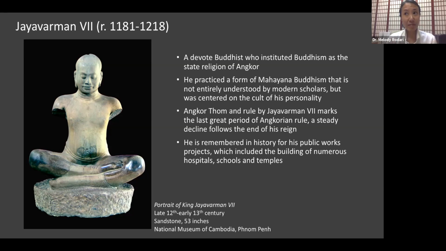So this is, again, very significant because up to this time, Hinduism largely played a large role in the political and religious life of elites in Angkor at this time. In terms of the type of Buddhism he practiced, scholars are not quite sure. We believe that he practiced a form of Mahayana Buddhism that's, again, not entirely understood. But again, it derives from Mahayana Buddhism, and there seems to be a cult centered around his personality. And you'll get a sense of this as we move through today's webinar.